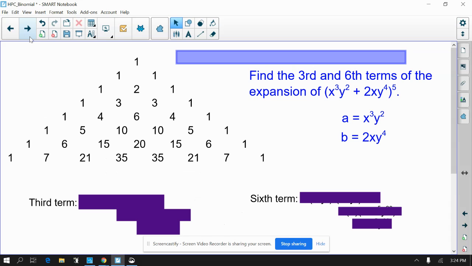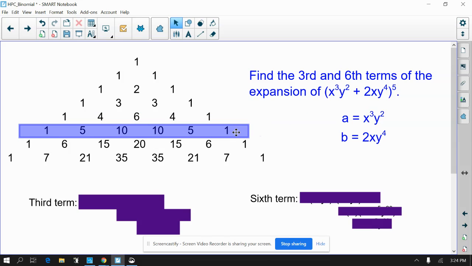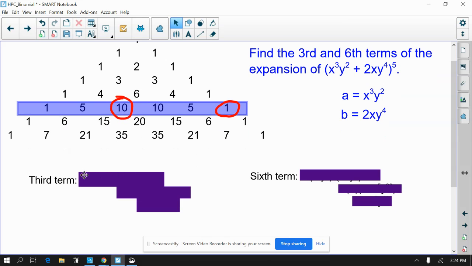Last example. Find the 3rd and the 6th terms of the expansion of this. Ugh. So this is raised to the 5th power, so we're using that. And if I want to find the 3rd and the 6th, then this must be the 3rd, right? 1, 2, 3, 4, 5, and then this is the 6th term. So I'm only using these 2 Pascal numbers, starting with the 3rd term.